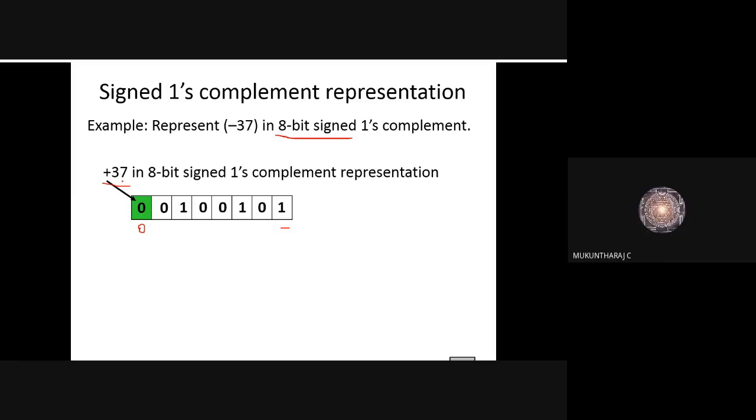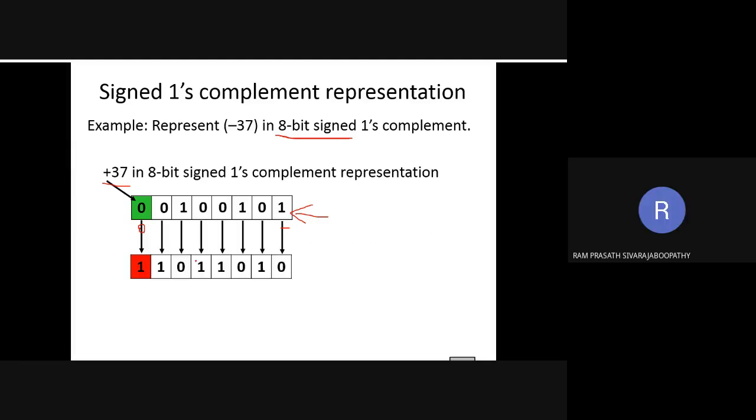So we found +37 in 8-bit signed ones complement representation, and if we take the ones complement of this value, it becomes -37. Can you type the ones complement of this value in the chat box? They are typing 110, 110, 10, sir. Okay, 110, 110, 10. Very good. That is the representation of minus 37 in 8-bit signed ones complement form. Okay, so clear?